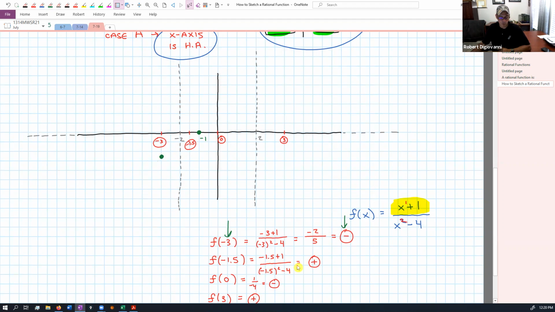When I plugged in -1.5, what's right here? I got a positive number, so I'm going to put a dot here. Doesn't matter where you put it, just put it above the x-axis because it's positive. At 0, I got a negative number, so at 0, I put a dot down here somewhere. And then at 3, I got a positive number, so I just put a dot here.